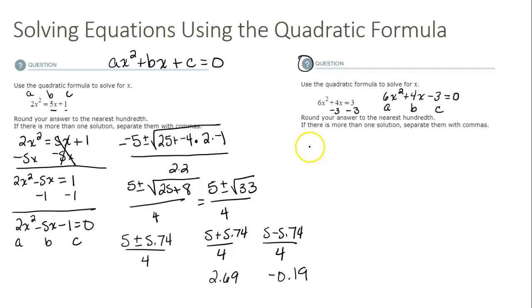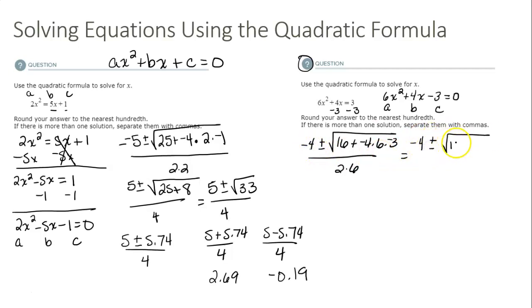You should have substituted in. This becomes negative 4 plus or minus the square root. B squared becomes 16 plus negative 4 times A times C, all over 2 times A. The negative 4 stays a negative this time because there's just one negative. We bring over the 16. Negative 4 times 6 is negative 24.